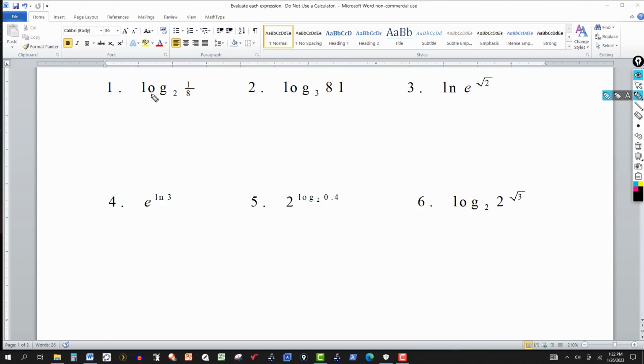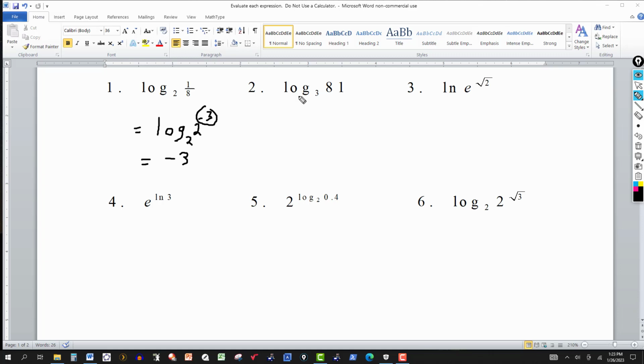So let's look at the first one: log of 1/8 to base 2. Let's rewrite it this way. The 1/8 is the same thing as 1 over 2 to the third, which is the same thing as 2 to the negative 3. Now you see the property here. This base and this base are the same, so the answer is the exponent. This is negative 3. That's the exact answer to that one.